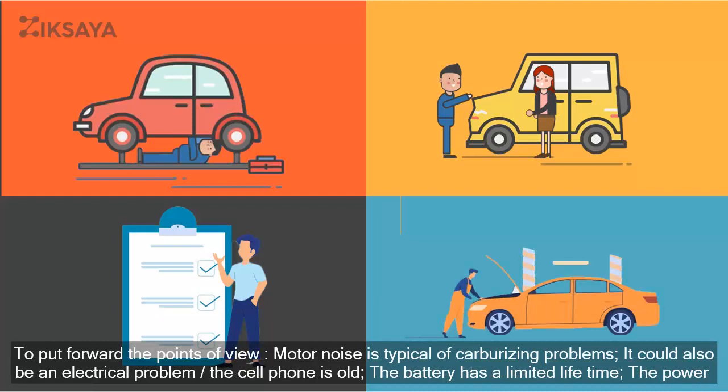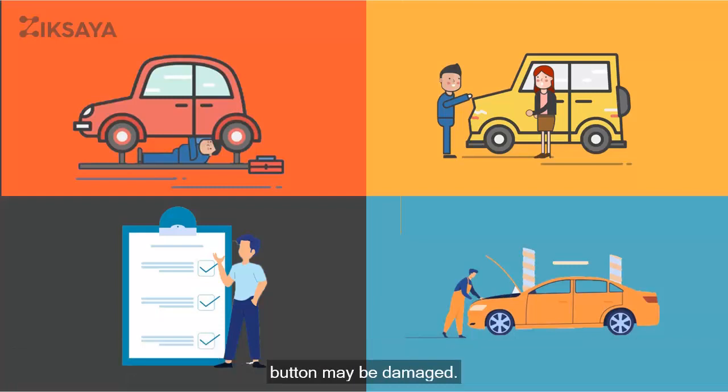To put forward the points of view. Motor noise is typical of carburetor problems. It could also be an electrical problem. The cell phone is old, the battery has a limited lifetime, the power button may be damaged.